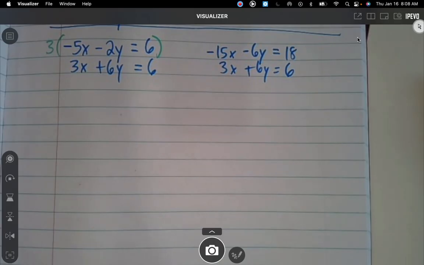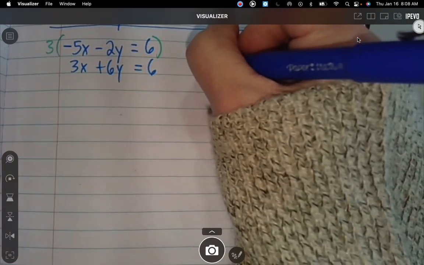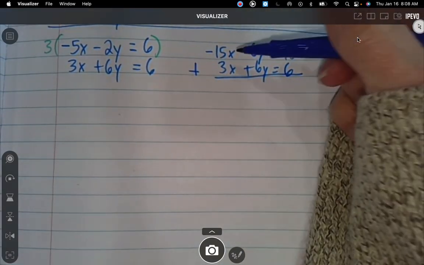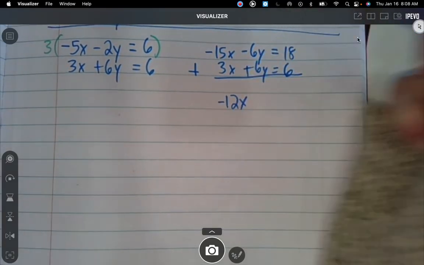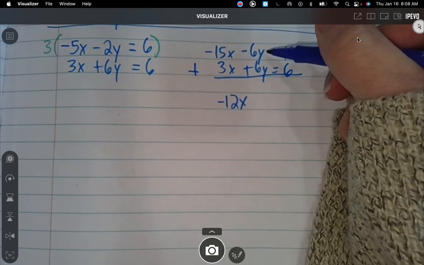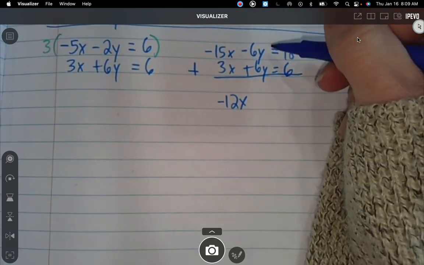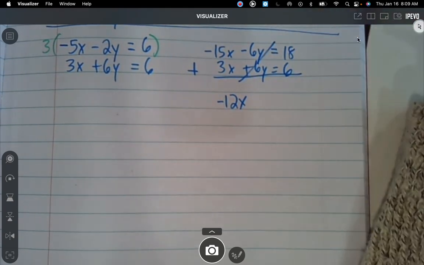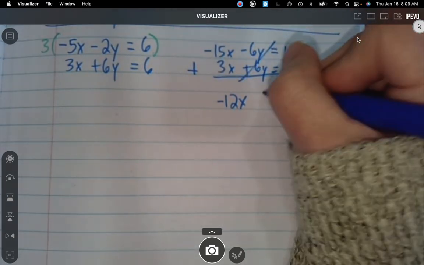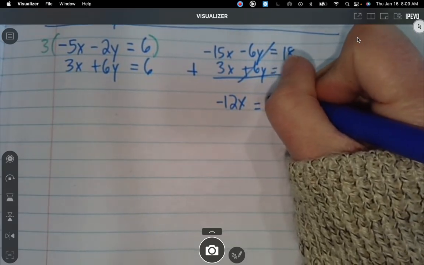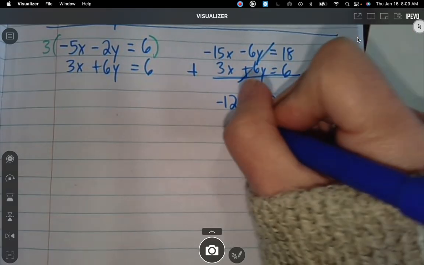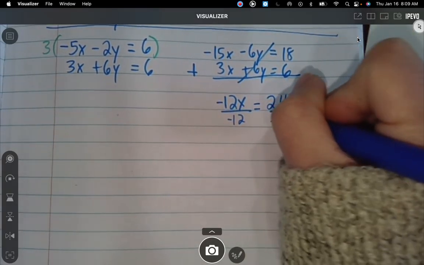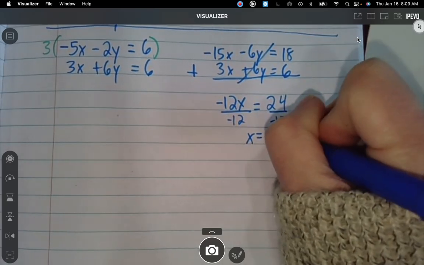Everybody good with that? So we're looking at the y's. What are the numbers in front of the y's? A negative 6 and a positive 6. So do I add or subtract? We're going to add. Again, we're going to add the equations. What is negative 15x plus 3x? Negative 12x. And let's just double check that this goes away. Negative 6 plus 6 is 0. And then what is 18 plus 6? 24. Okay, then what do you do? Divide by negative 12. And x is negative 2.